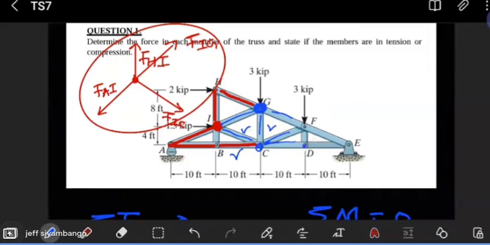Come to D, figure out this. You already know this, so figure out this one and this one. And then come to F, figure out this. Then you're done with all the forces in that structure.